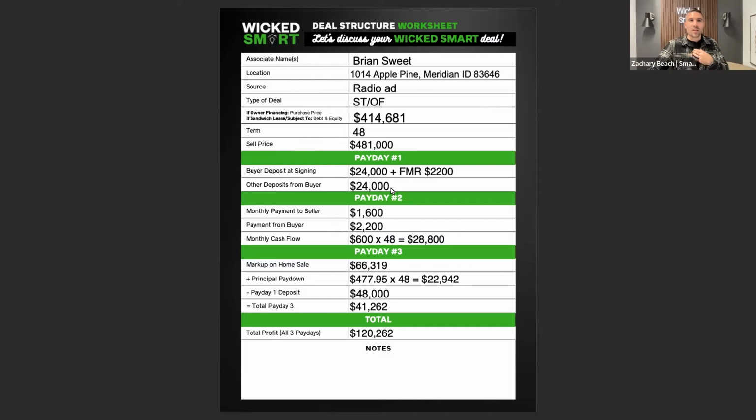We had a student of ours that bought one in New Hampshire, and there were 500-some inquiries in the first week, so the only buyer we were going to accept had at least 10, if not 20% down. So I would expect at least a 10% deposit upfront. That's going to be anywhere from $24,000, which is 5%, so you're being conservative, to $48,000 down.